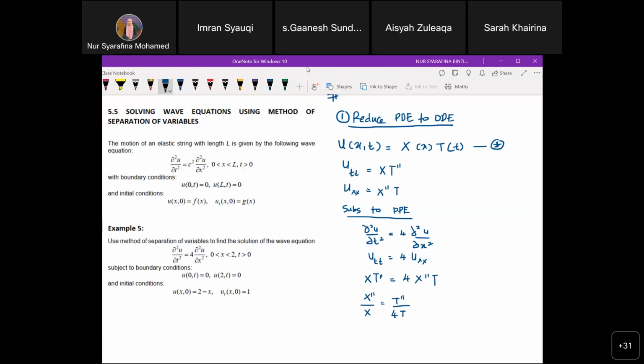These two are equal when there exists a constant lambda, so we can separate. We are going to have X double prime minus lambda X equals 0, and T double prime minus 4 lambda T equals 0. So this is your ODE.